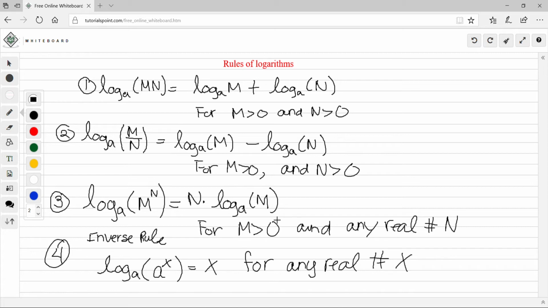And a cannot equal 1. Okay, so press pause if you need to copy this down because I'm going to erase the blackboard, I'm going to erase everything.